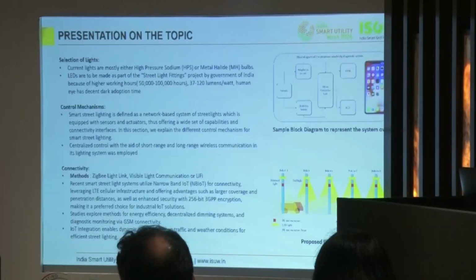Currently, street lights are being run. Working hours of normal street lights range between 20,000 to 30,000 hours. But on the other hand, LED lights have a range of 50,000 to 100,000 hours. And also the brightness, which is something about the lumens. The brightness can also be adjusted, as our previous author mentioned, auto dimming, which is an important aspect. And the next comes the control mechanism.